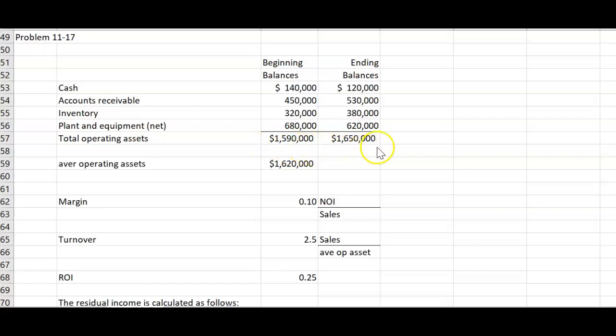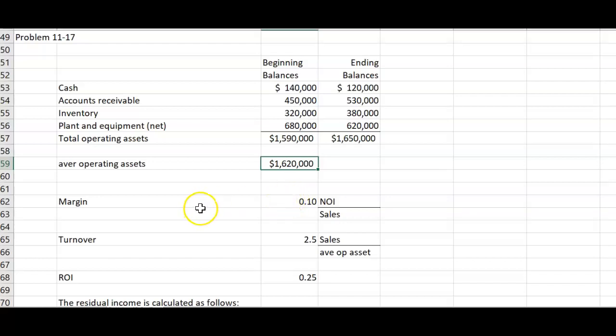So we would add the beginning balance of the operating assets, which is $1,590,000, and we would add the ending balance, which is $1,650,000. We would take the average of the beginning and ending balance, which would be the $1,590,000 plus the $1,650,000, which divided by 2 would give us an average of $1,620,000.